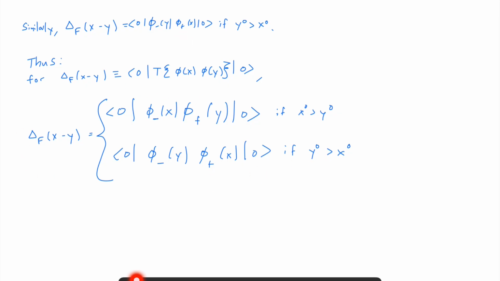Thus, I can say that using my definition of the scalar Feynman propagator, which was this over here, when we calculate things out, this is actually what happens. If x naught is greater than y naught, this is what I get for my scalar Feynman propagator. But if y naught is greater than x naught, this is what I get over here. I get a vacuum expectation value of the phi minus part of x and then the phi plus part of y, if x naught is greater than y naught, but I reverse the x and the y if the opposite is true. So this is another way to write the scalar Feynman propagator when you do this calculation.